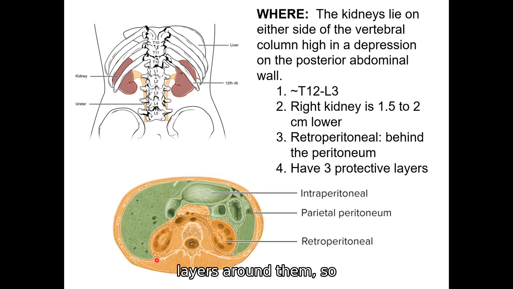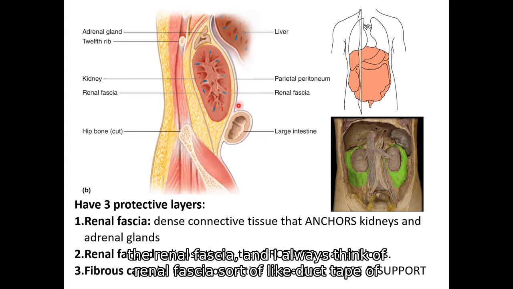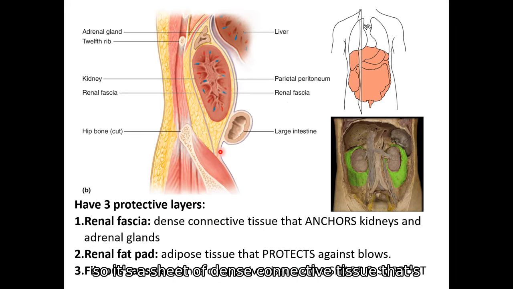And they have 3 protective layers around them. The outer layer, what attaches them, is the renal fascia. I always think of renal fascia as sort of like duct tape for the body. You know, we need to make sure this stays in place. It's a sheet of dense connective tissue that keeps those kidneys attached to the posterior body wall. Also encased in that, you see we've got our adrenal glands. Like I said, they're not really attached, but that's where you find them, superior to the kidneys.